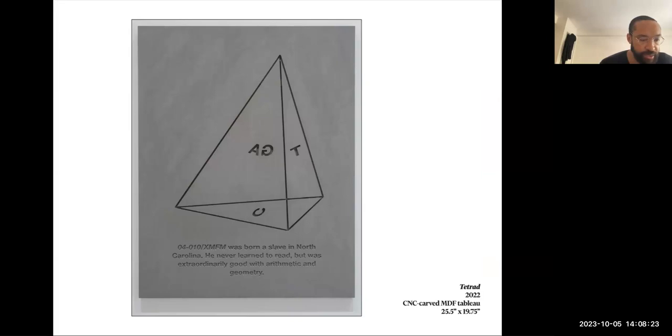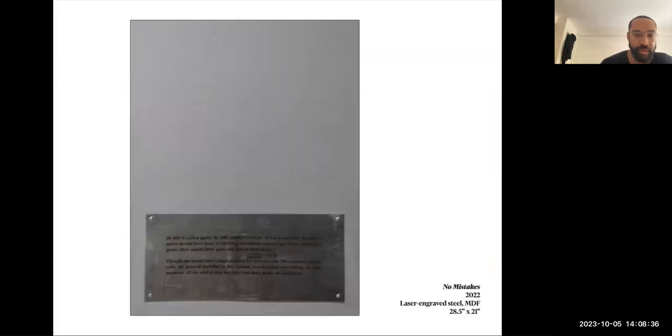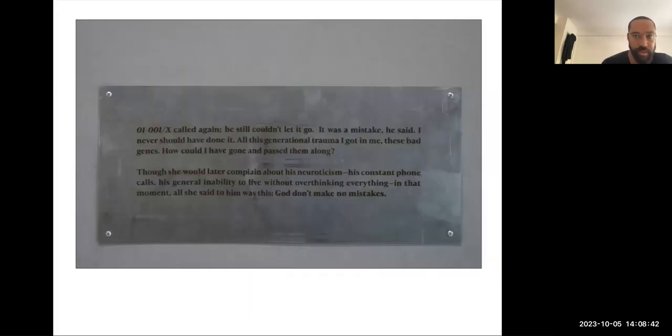This work is called Tetrad. Here's a detail. This work is called No Mistakes. Here's a detail. This is laser engraved steel.